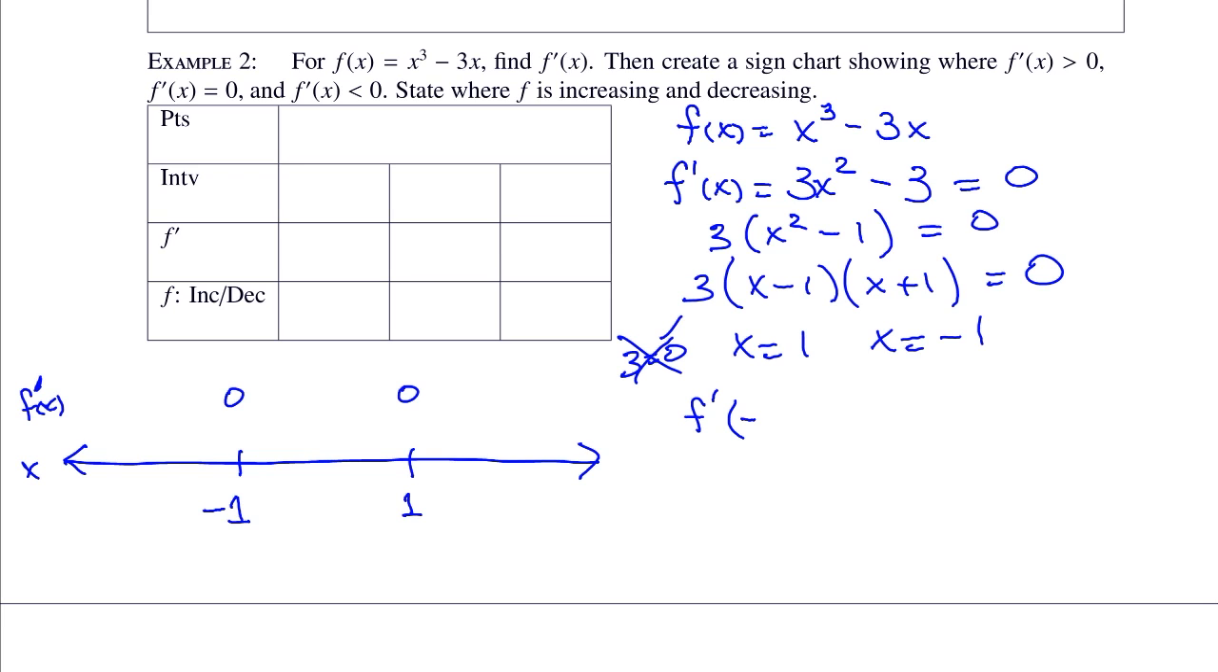So I'm going to test at negative 2. We have 3 times negative 2 squared minus 3. That should be 9, which is positive. So we have positive all in this area. Then test between negative 1 and 1. That's f prime of 0. Oops.